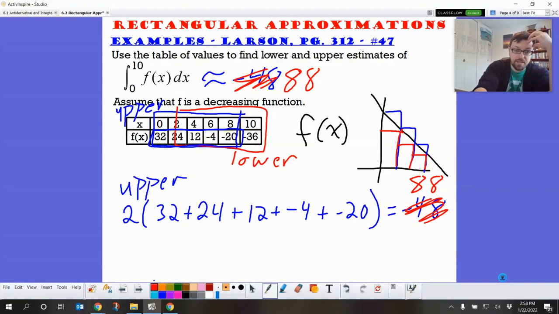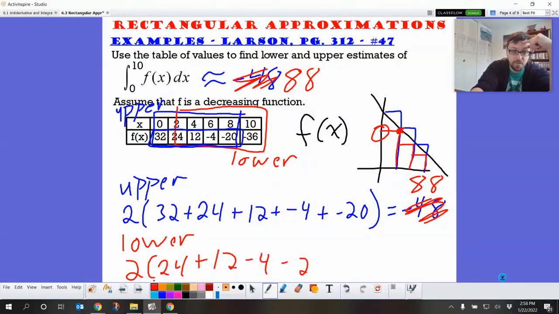If we do our lower estimate, we would keep our same width. We would skip the first one because you can see that first one is not on our decreasing curve. And we would grab the second value, which is 24, plus 12, minus 4, minus 20, minus 36. We type all that into our calculator, and oh man, we got a wildly different estimate. Now this one's -48 as our area.